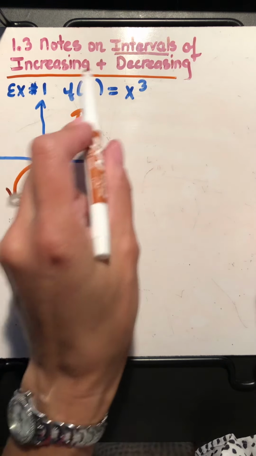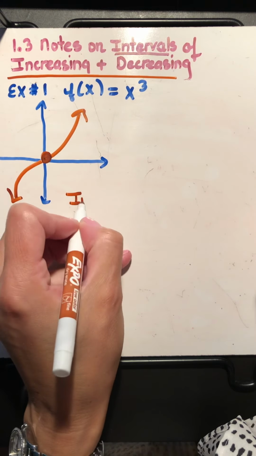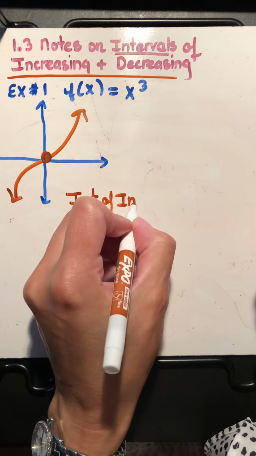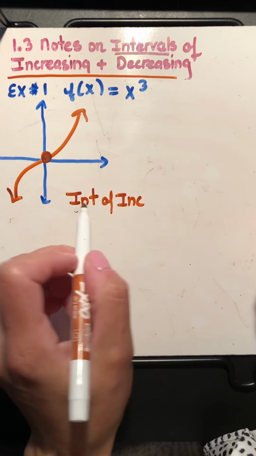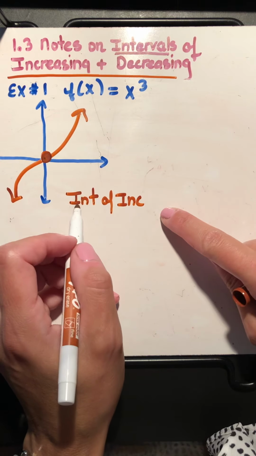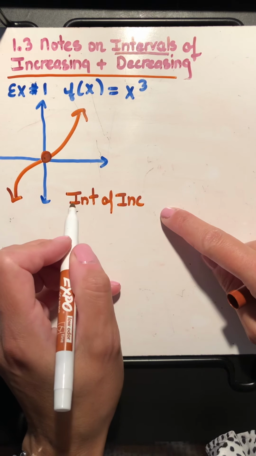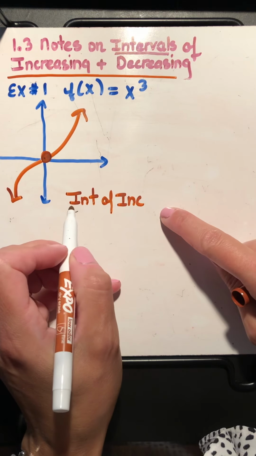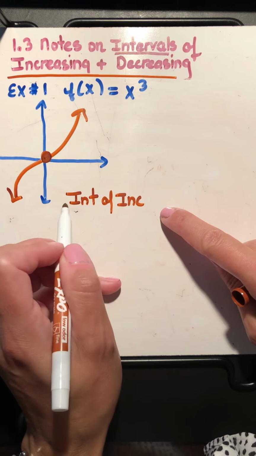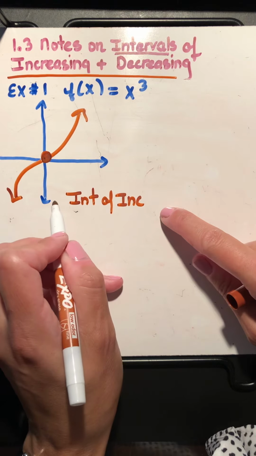However, if I want to find the intervals of increasing, so I'm just going to abbreviate if you don't mind, intervals of increasing, hopefully you understand what that means. I'm going to use my interval notation, and I'm going to ask myself, on which x values are the y values going up? That's what I'm asking myself. On which x values are the y values going up?